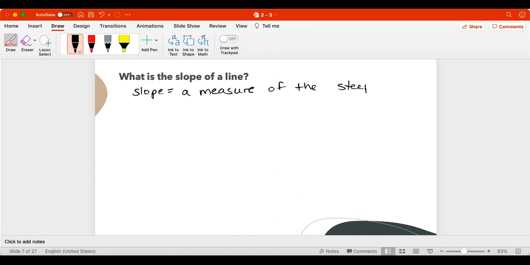of the steepness of a line. Now I'm going to draw a few examples, more than 3, maybe like 7 or 8 examples of just a car going up a ramp, okay? So I'm going to have different ramps. So here's our first ramp.